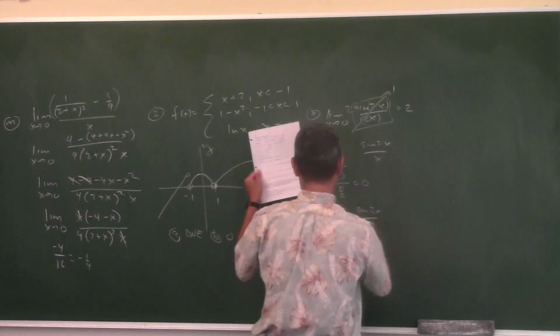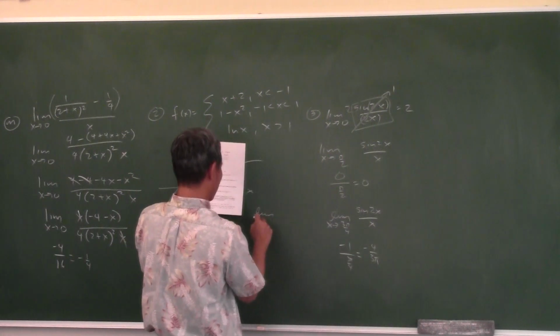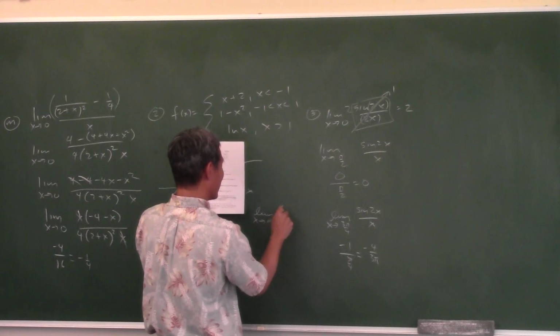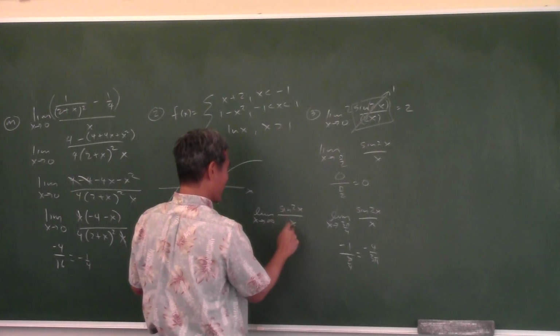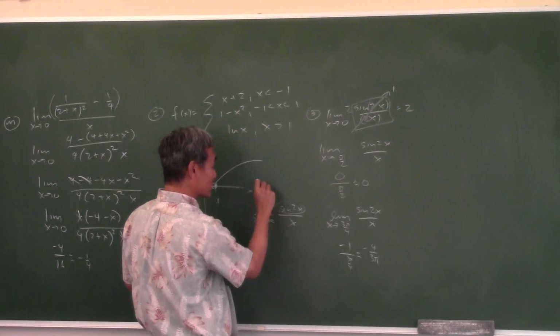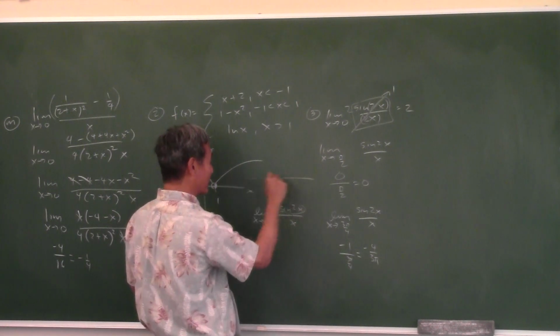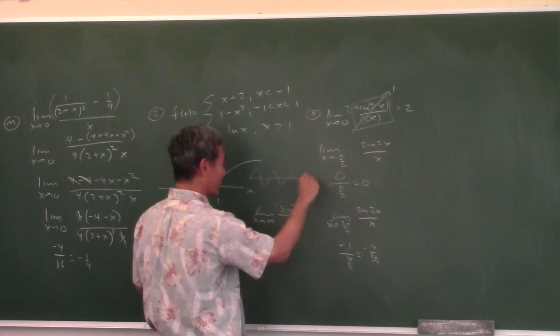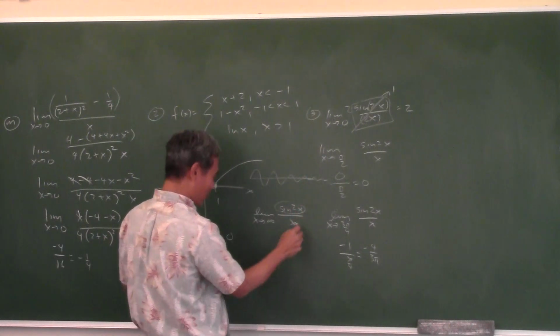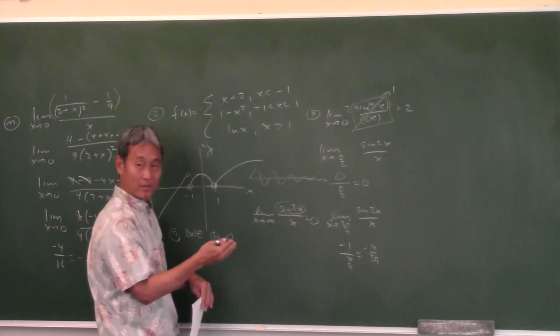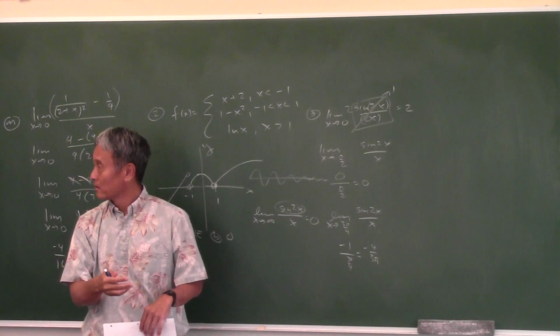And then finally, let's just do it over here. What is the limit as x approaches infinity of sine 2x over x? Again, same concept. This oscillates between negative 1 and 1. But what happens when you keep dividing it by bigger and bigger numbers? It gets closer and closer to 0 because the amplitude is getting smaller.